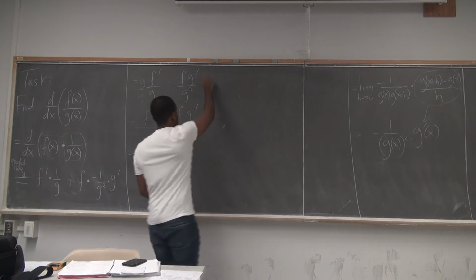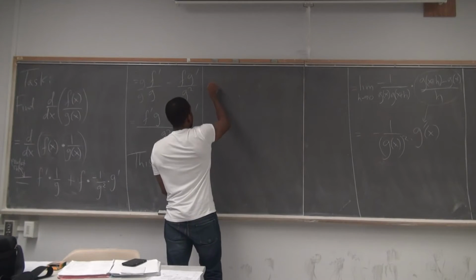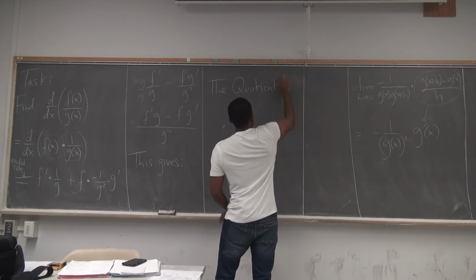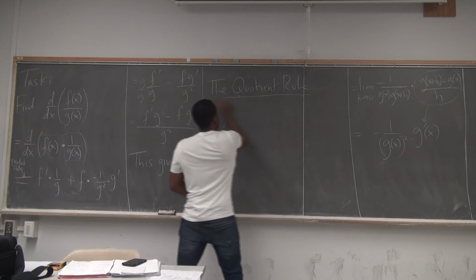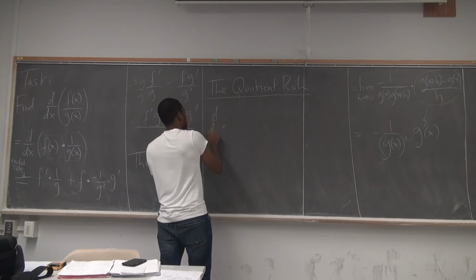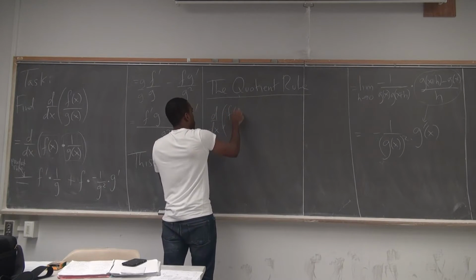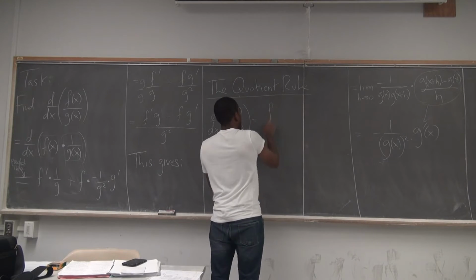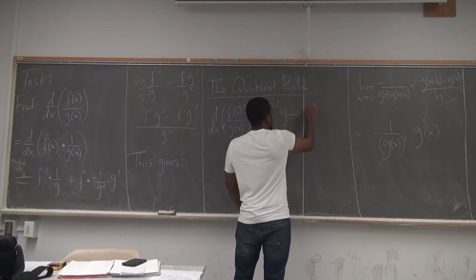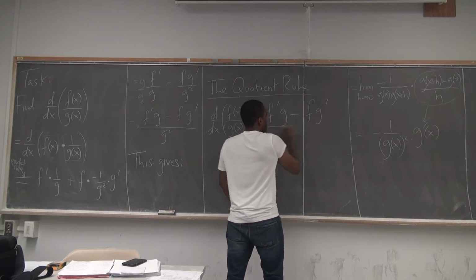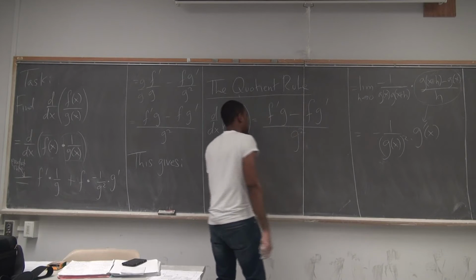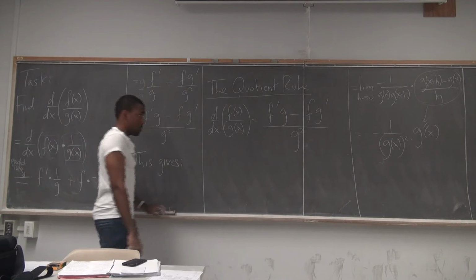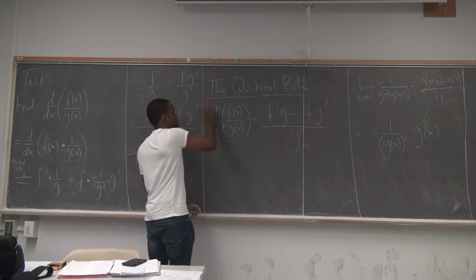This gives another very important formula. It is called the quotient rule. The rule says the derivative of one function divided by another function is the derivative of the first times the second minus the first times the derivative of the second, over the bottom squared. So it's the bottom times the derivative of the top minus the top times the derivative of the bottom, over the bottom squared. This is called the quotient rule.